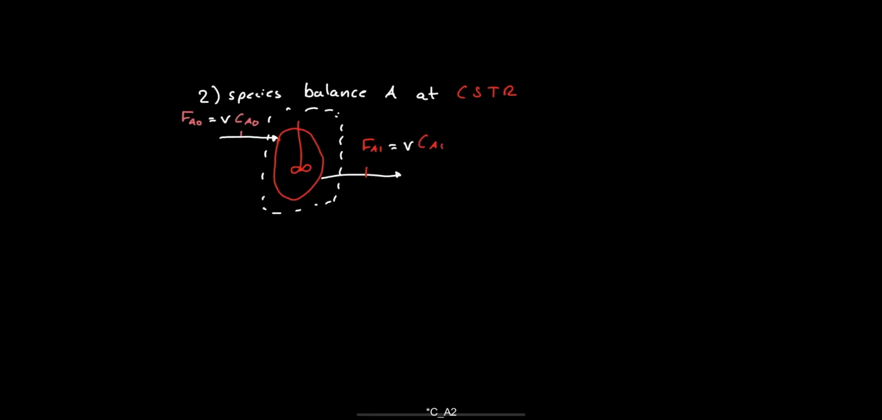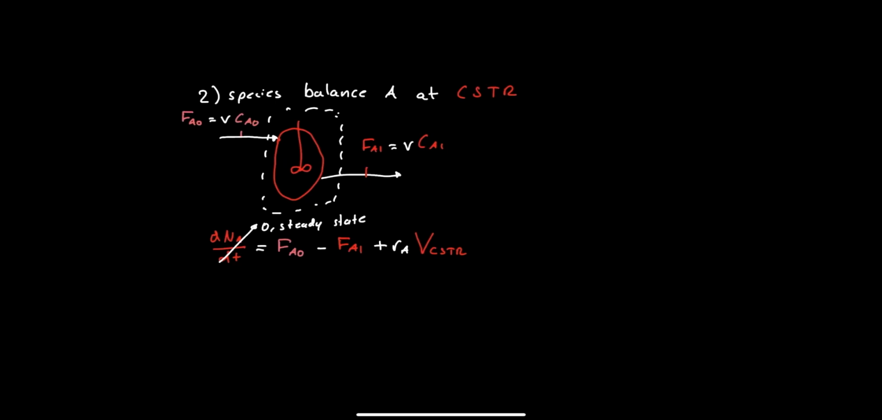So our balance would be done around our reactor. So the change of the species A within our CSTR with respect to time is equal to the entering molar flow rate FA0 minus the exiting molar flow rate FA1 plus the reaction rate of the species A times the volume of the CSTR. And because in the CSTR we have steady state, the change of species A with respect to time is 0 because we have steady state.